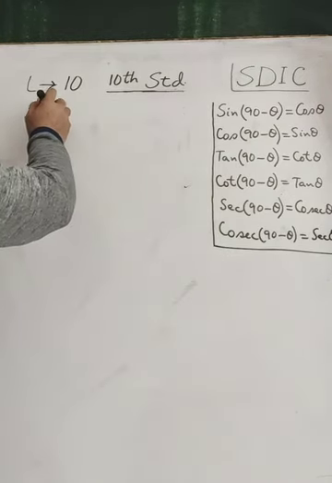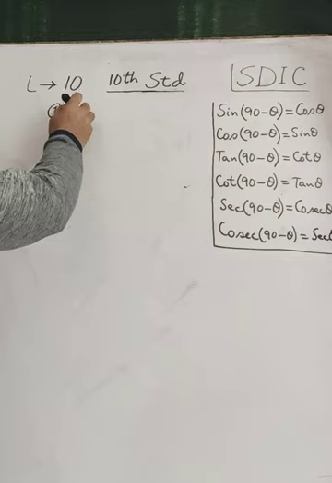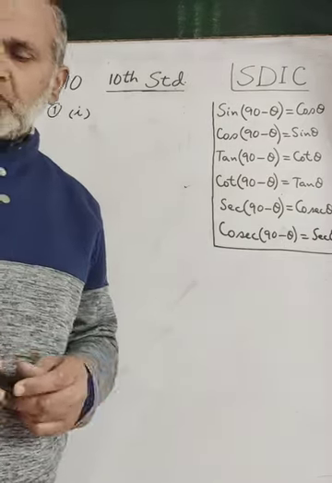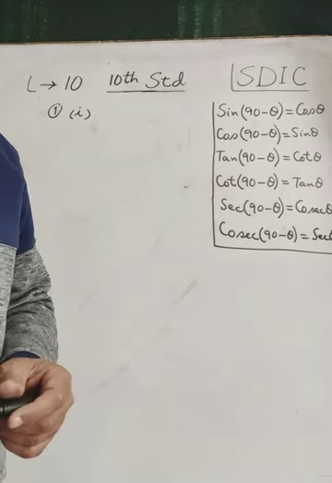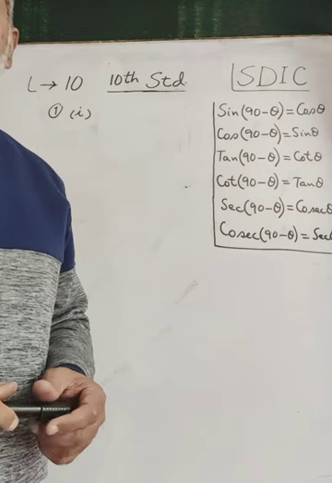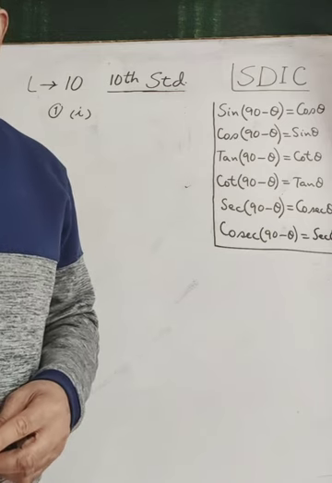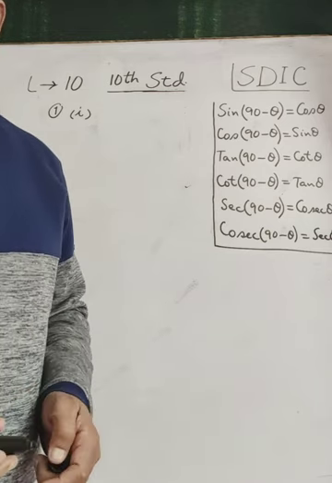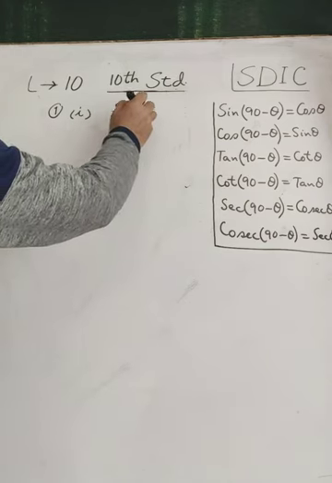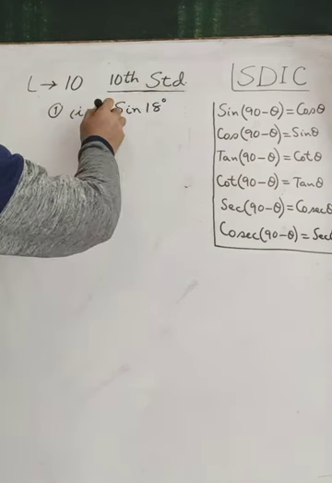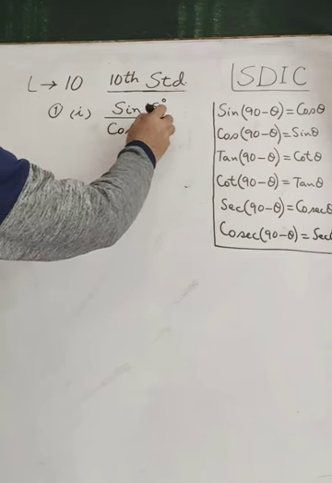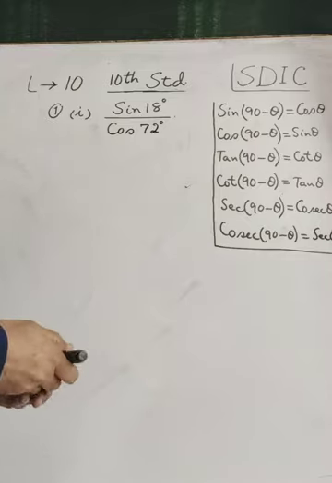Look at question number 1. There are 4 parts of this question. Let us begin with part number 1. We are asked to evaluate. Now, what does evaluate mean? Find the value of. The value of these parts we have to find. And the first part is sine 18 degrees divided by cos 72 degrees. This is the first part.